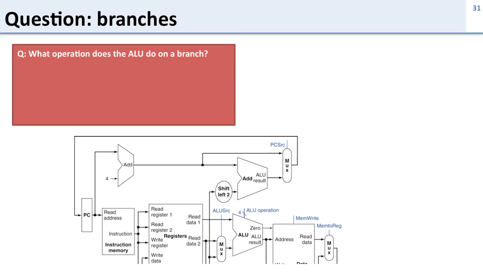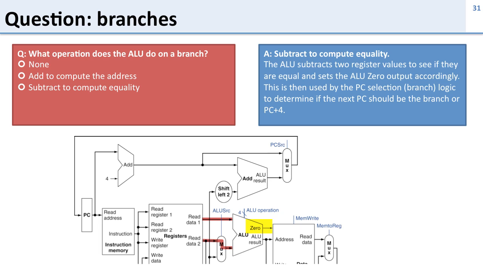So here's a question about branches. What operation does the ALU do on a branch? Does it do no operation? Does it add to compute the address of the branch? Or does it subtract to compute equality? Well, in this case, we want to generate that 0 out. So in order to generate the 0 out to see if two registers are the same, we need to subtract to compute equality. So the answer here is the ALU subtracts the two registers to see if they're equal on a branch.